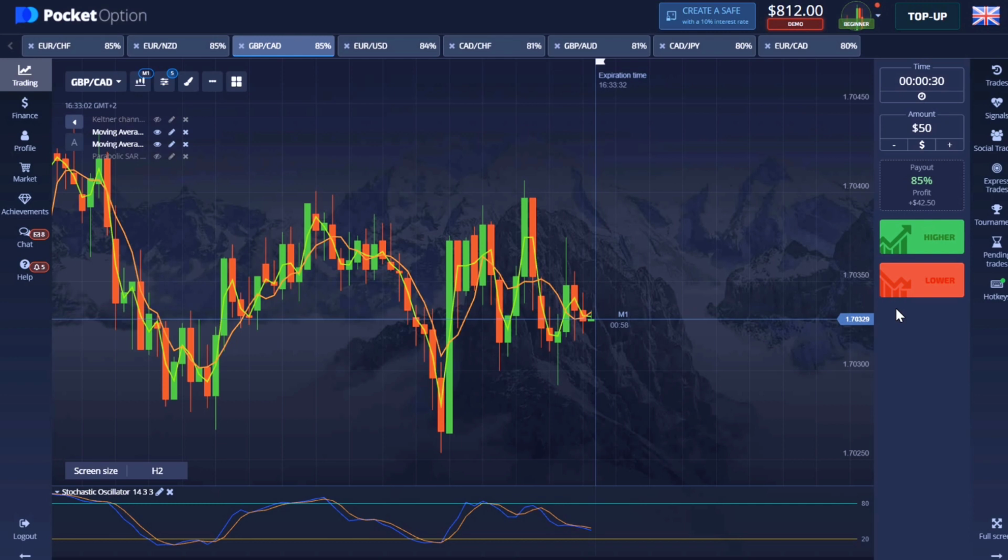If both the SMAs cross on a green candle, then take a 30 second trade in the upward direction at the beginning of the next candle. And if there is a cross on a red candle, then take it down. This is the first rule. Second is another rule. We will understand it later, but definitely see it because these two rules are very important.